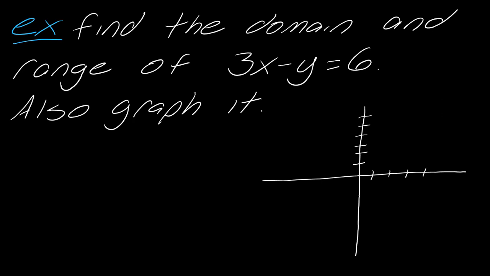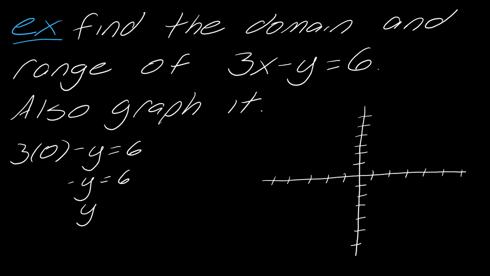You could solve for y, which I actually think is probably the easiest way to graph this. But this is a review video, so I want to review other ways you can graph this first. One way is to use intercepts. You plug in 0 for x and then solve for y. If you do that, you have negative y equals 6, so y equals negative 6.